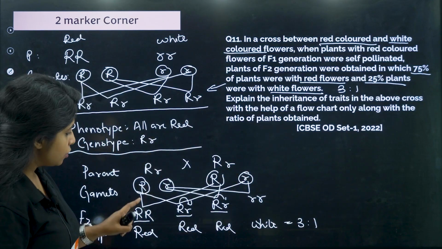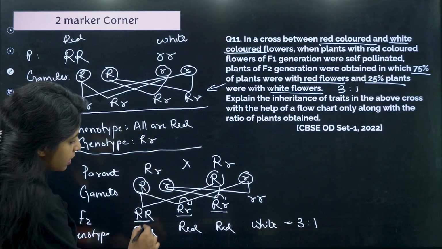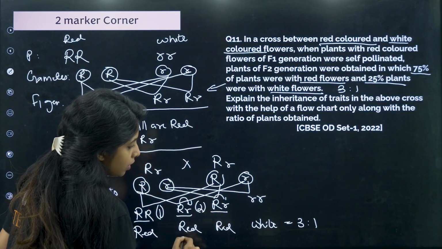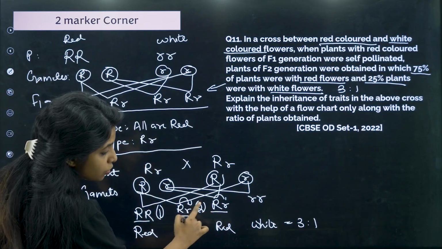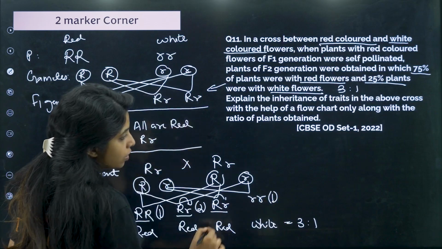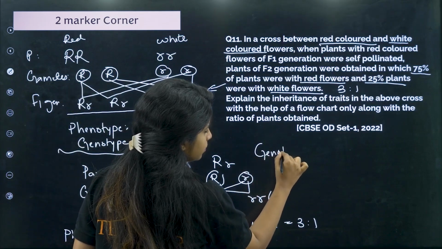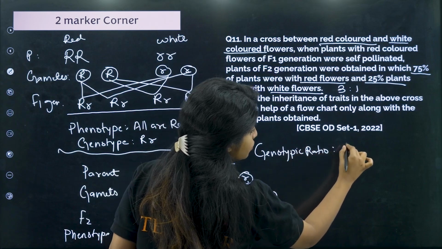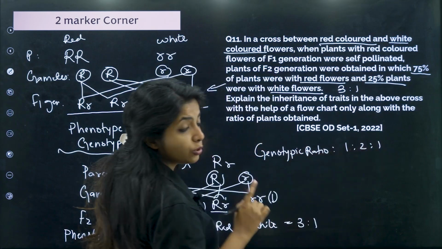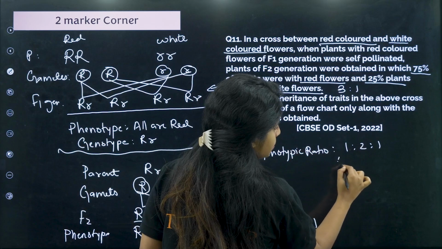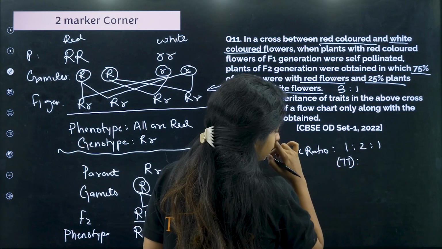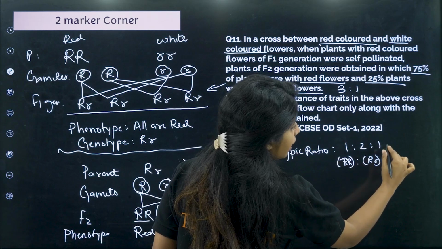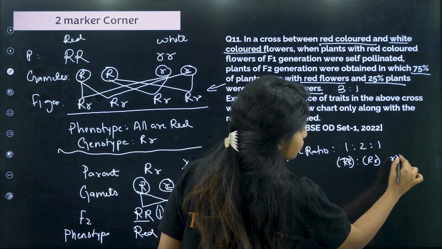What do you mean by genotype? The genetic makeup. So genotypically if I see, 1 is capital R, capital R, 2 of them are capital R, small r, and 1 is small r, small r. So genotypic ratio becomes 1:2:1, and you have to write it properly. 1 means capital R, capital R, 2 means capital R, small r, and 1 means small r, small r.